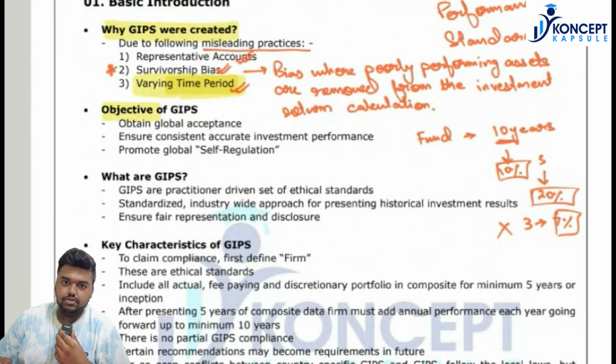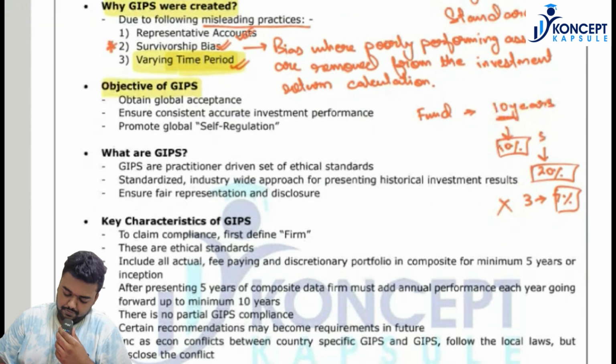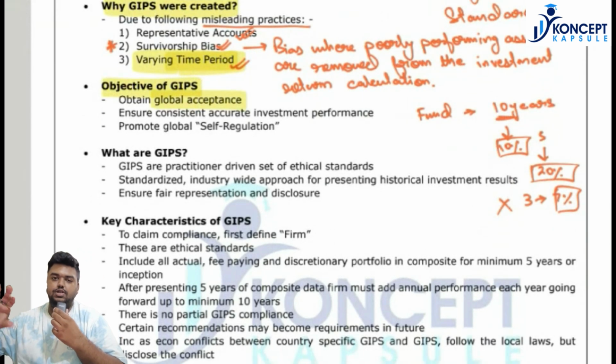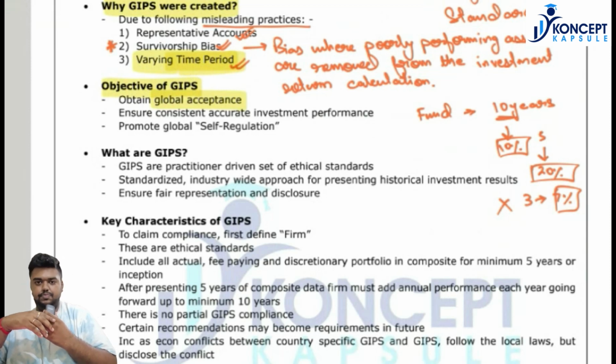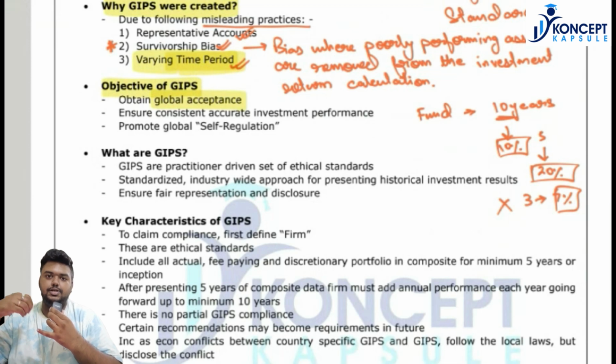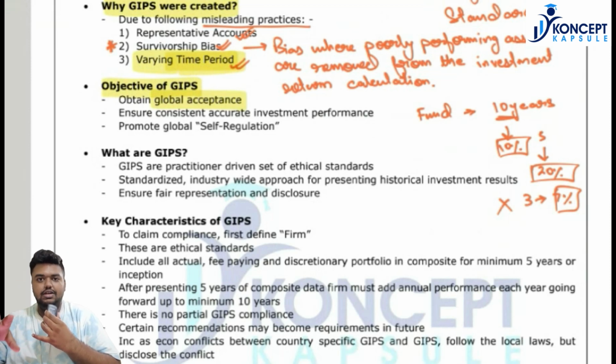Then objectives of GIPS. What are the objectives of GIPS? Obtain global acceptance. Yes. Now someone sitting in India, a fund sitting in India, will present the performance in a manner which is similar to the fund which is present in US or a fund present in UK. Right? They will not adopt their own standards of performance presentation. So a global investor can compare funds of different countries.